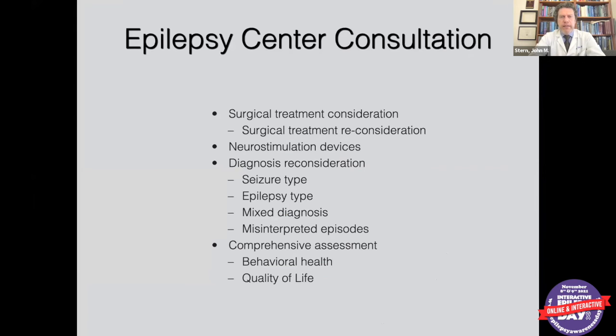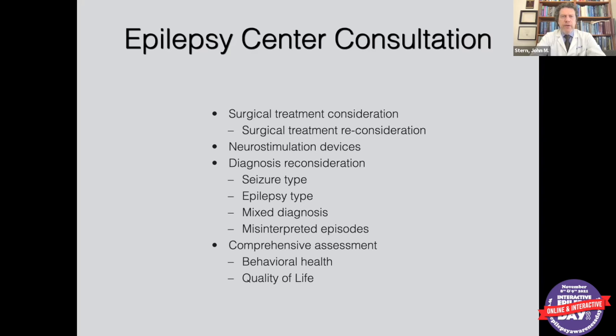And I'm going to finish up with the idea about consultation with an epilepsy center. Because most people with epilepsy do not go to an epilepsy center. Most people, fortunately, do not need to go to an epilepsy center. Many people with epilepsy don't even see a neurologist. They have their medications refilled by their primary care doctor. But this is shifting in terms of more neurologists being involved.